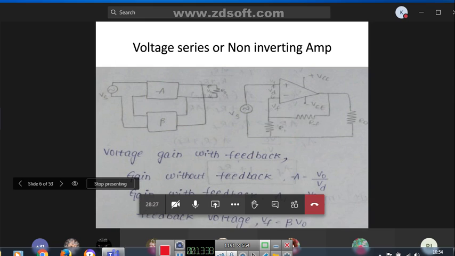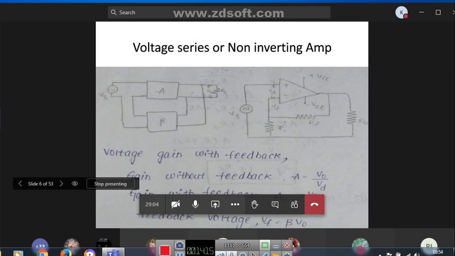The voltage gain with feedback and without feedback. First see, the gain without feedback means the output voltage is V0 and the input voltage is Vd, so it is V0 by Vd. The gain with feedback is V0 by Vs.